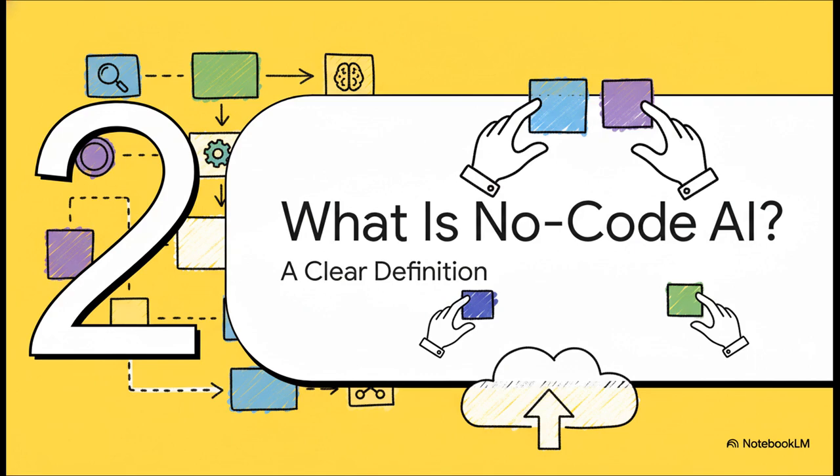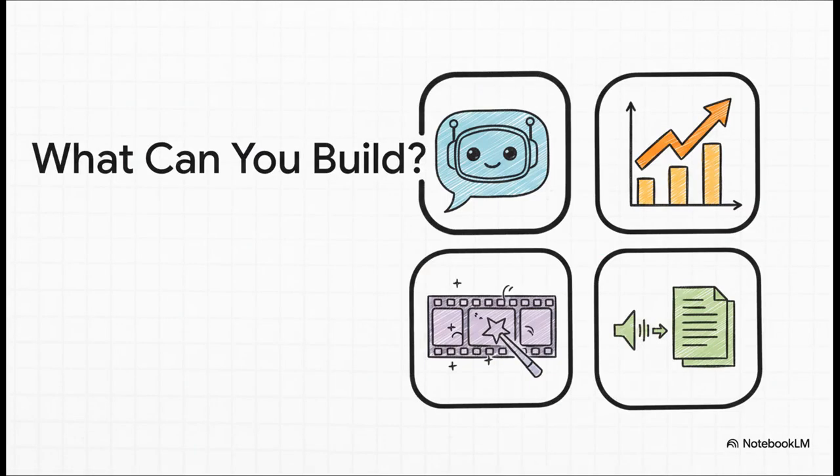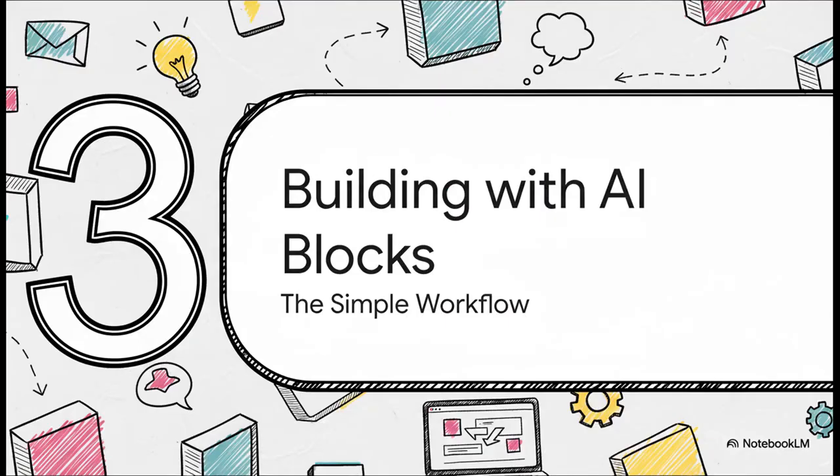Okay, let's break it down. A no-code AI platform is basically a visual playground for building with artificial intelligence. So instead of typing out endless lines of code, you're using these drag-and-drop components. Think of them like digital Lego bricks to just assemble and launch your app. And the things you can build are genuinely powerful. We're talking about building super smart customer service chatbots, creating apps that can predict future sales trends, or tools that automatically edit your videos for you. You can even build an AI that listens to your meetings and spits out a perfect summary. It's wild.